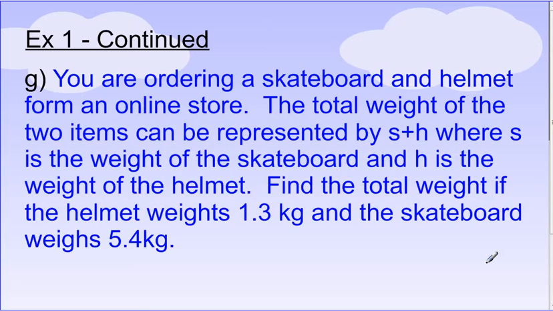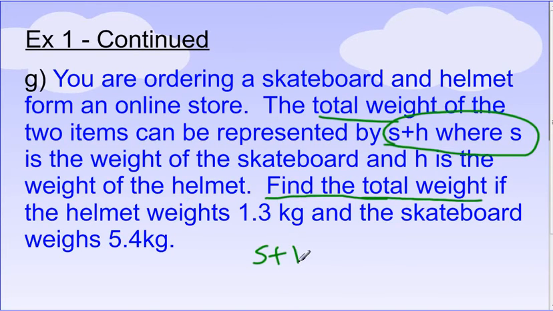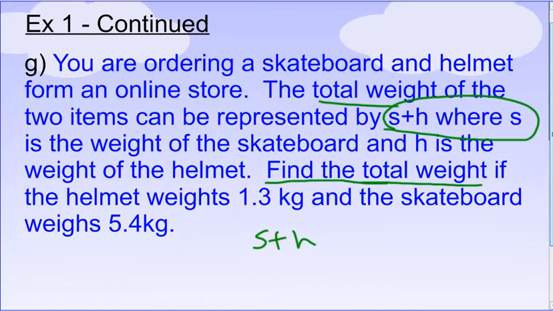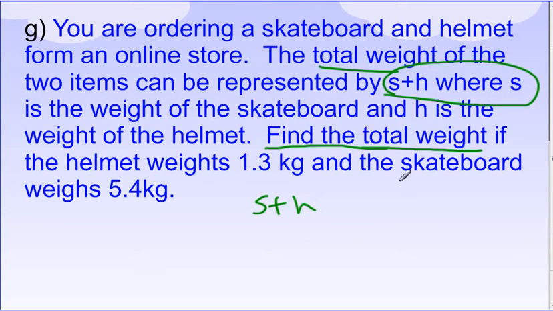Okay, you should be done, so let's see. The given information is that S plus H is the total weight, and it wants us to find the total weight. So we're going to use that expression where S is the skateboard and H is the helmet. Now, do we know what S and H are? Well, the helmet weighs 1.3, so that's 1.3 over here. The skateboard weighs 5.4.